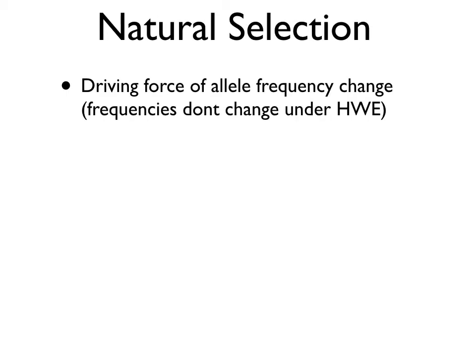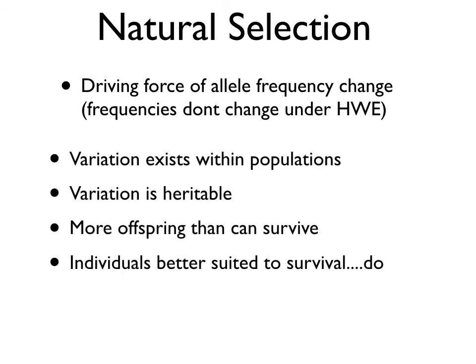Okay, so now we start thinking about the process of natural selection and how this might change allele and genotype frequencies within a population. Okay, this is probably the most prominent force that affects the frequency of alleles within populations. So because this variation exists within populations and it's passed from parent to offspring, and there are more offspring produced than can survive, this was the problem that Thomas Malthus recognized in the English countryside, and that individuals that are better suited to survival do survive.